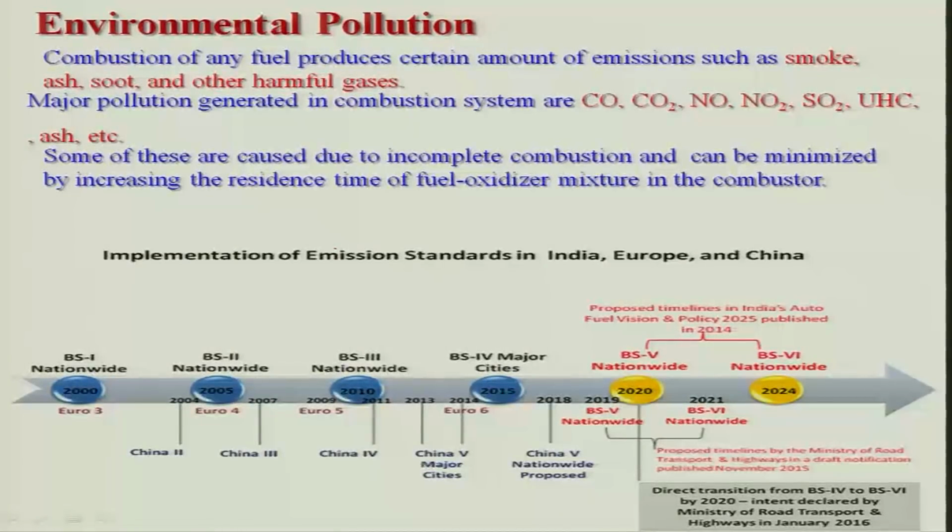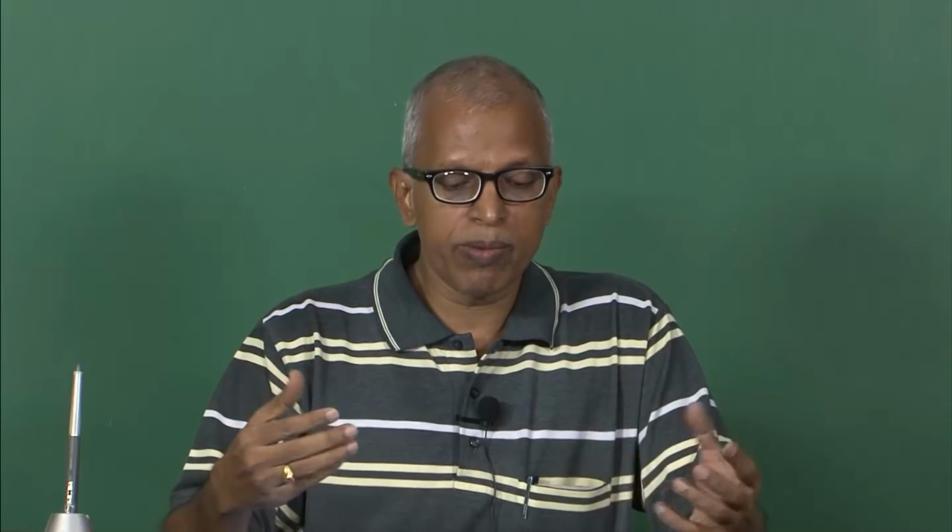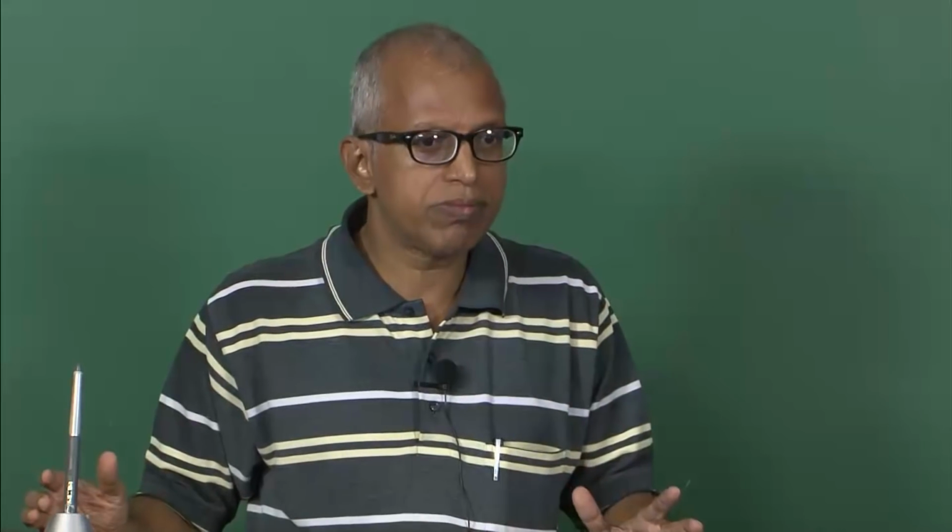And why is this coming? Particularly carbon monoxide and unburnt hydrocarbon are basically due to incomplete combustion. It can be minimized by enhancing the residence time of the fuel and oxidizer mixture in the combustor, or you can provide more oxygen, or oxidizer rather, so that combustion can take place to the full extent.